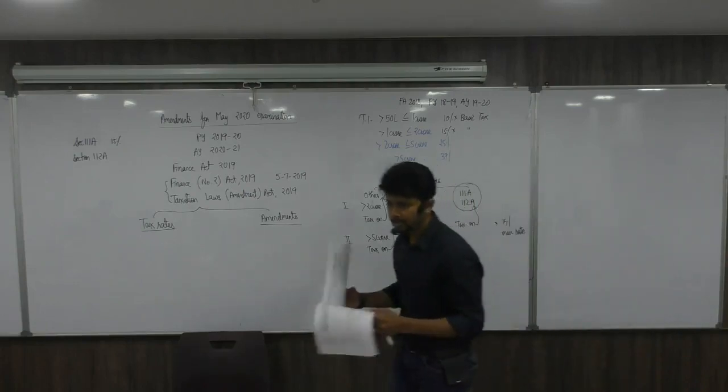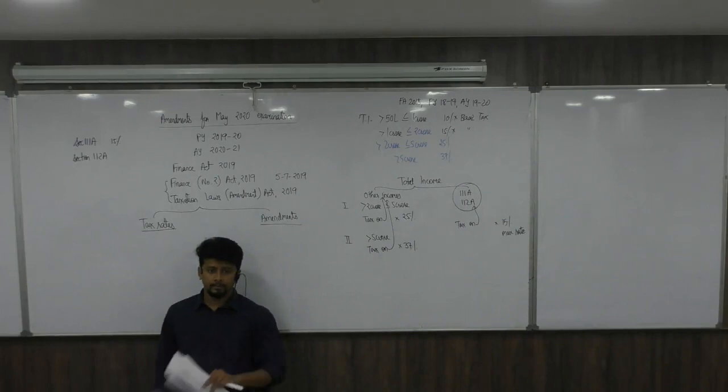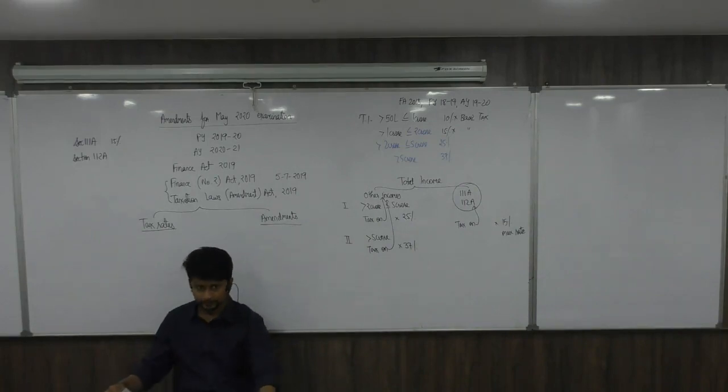If you flip some pages, precisely speaking, page number 4 to begin with. Rate of surcharge, originally introduced by Finance (No. 2) Act 2019, with those 4 rates. Then the Taxation Laws Amendment Act 2019 came into the picture, where surcharge rates were reduced. Now have a look. First point, total income including 111A and 112A exceeds 50 lakh but does not exceed 1 crore. Rate applicable 10%. No splitting, nothing doing.